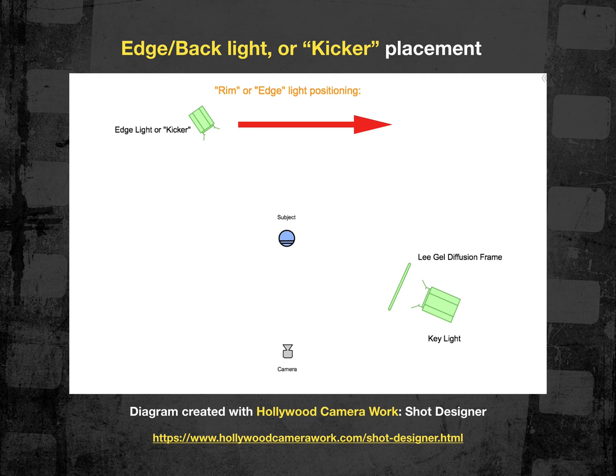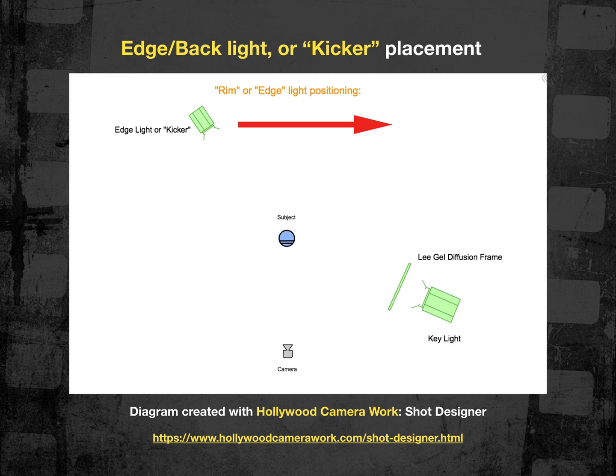Okay, so in a 3-point scenario, we've got a key light, and in this particular case, I've positioned it off camera right. I have a Lee gel diffusion frame in front of that light to soften it a little bit, and the idea here is have the edge light marked, and it's in the upper left of the frame. The nickname we give a light like this is called a kicker, and oftentimes the kicker can come from below, not from above, or it can come from above the subject and certainly from behind.